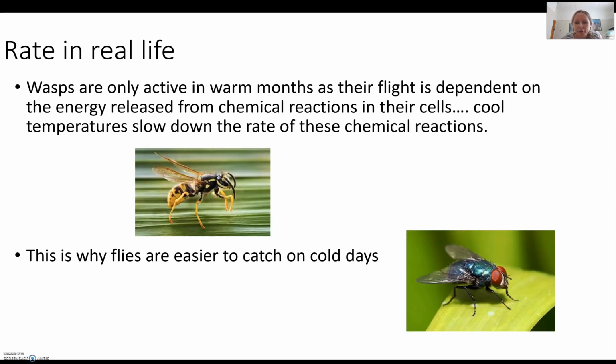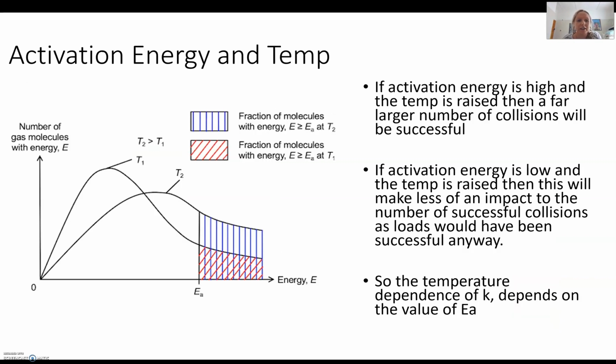So just a bit of a real life connection here is the fact that wasps are only ever active in the warmer months. The reason why is that their flight is dependent on energy which gets released in chemical reactions in their cells. And so at cool temperatures, the rate of those chemical reactions slows down, which is pretty cool. And that's the same with flies. That's why flies are much easier to catch on a cold day than on a hot day. They're really buzzy and quick.